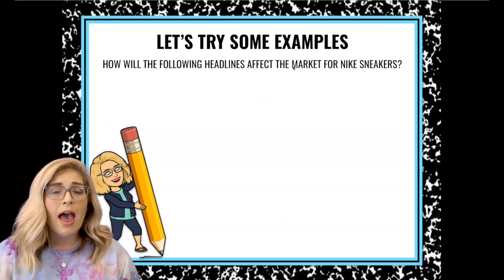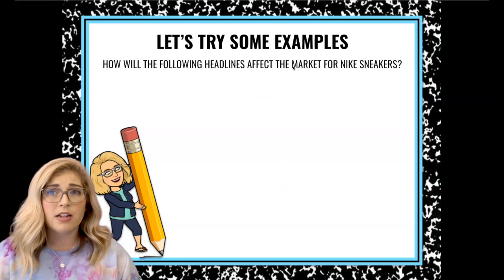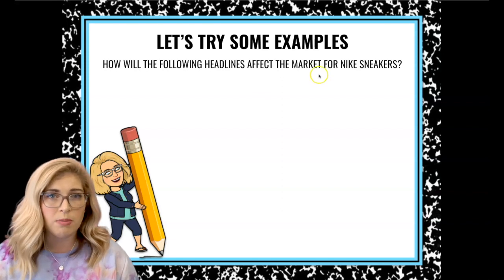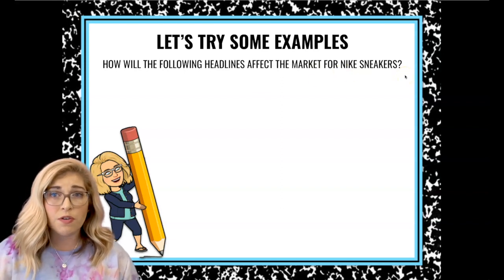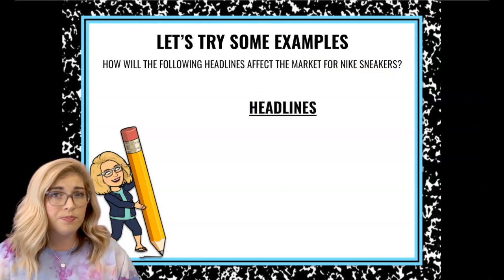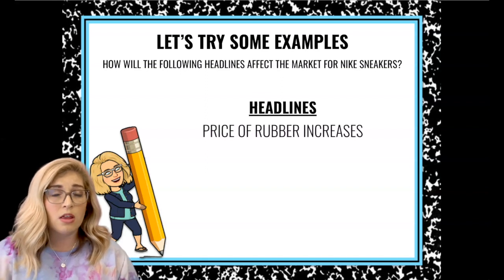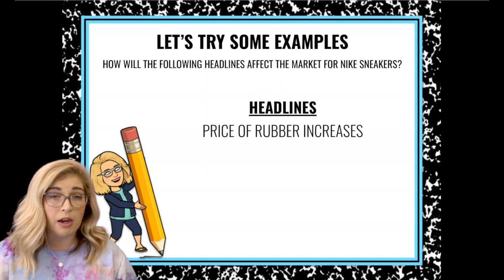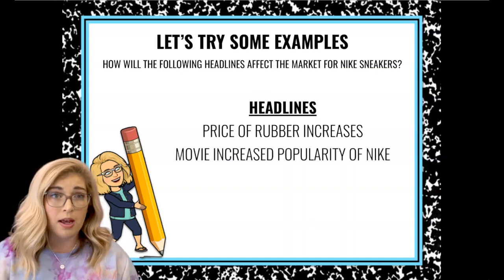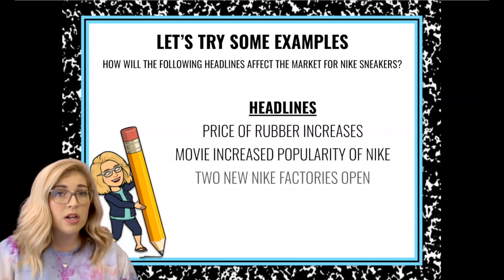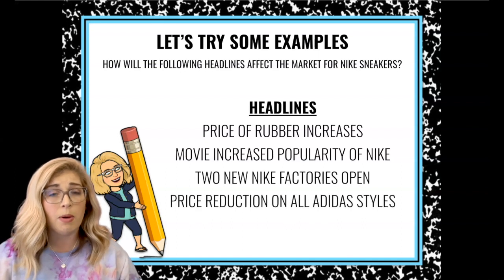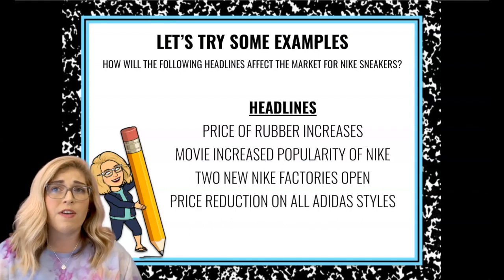So we're going to look at some examples. We're going to talk about how the following headlines might affect the demand or the supply for Nike sneakers, just as a random example. One headline is that the price of rubber increased. Another is that there is a movie that increased the popularity of Nikes. Another is two new Nike factories opening up. And then a price reduction on all Adidas styles. So let's break down these four headlines and how they would affect the price for Nike sneakers.